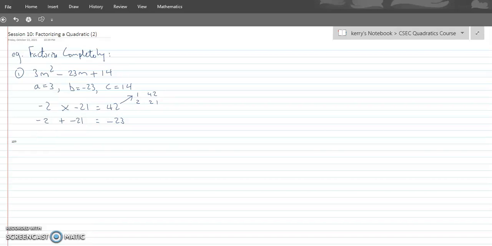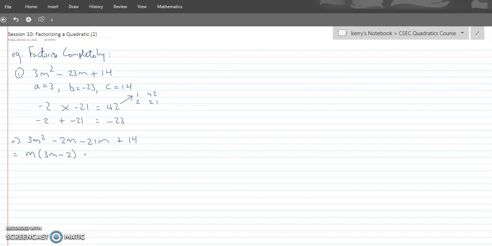Yeah. So now the next step, according to our steps that we talked about before, is you split up your b term into these two numbers. So 3m squared minus, again, it doesn't matter which one comes first, minus 2m minus 21m plus 14. Good. Now you factorize by grouping. M could come out of the first pair. So m into 3m squared divided by m is 3m. 2m divided by m is 2.